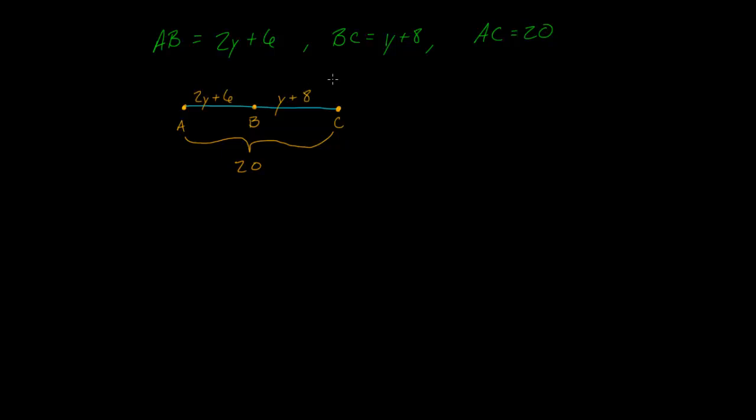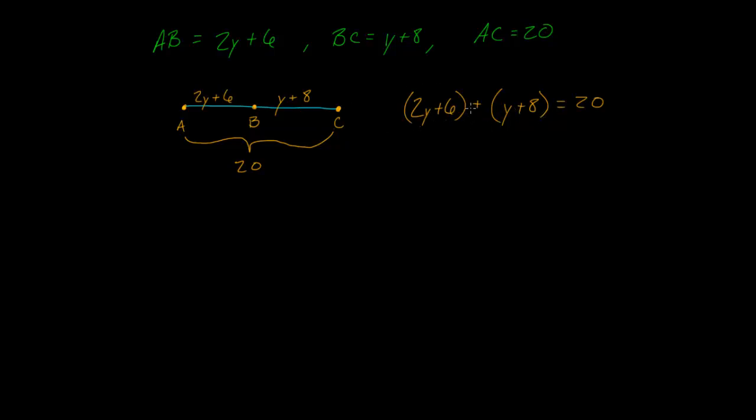The reason I like to draw these images is because now we can make an equation out of this. This segment, 2y plus 6, if you add that to our y plus 8, you're going to get our entire AC, which is 20. So an equation you can create is 2y plus 6, because that's the AB segment, plus y plus 8 should equal 20. We can use this to determine what y is equal to.